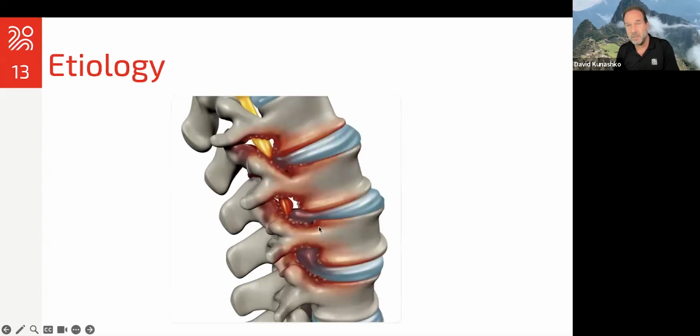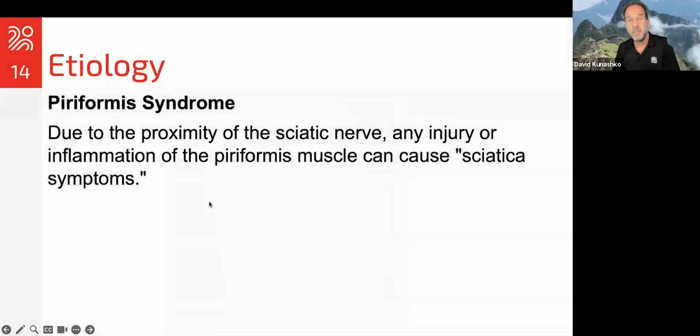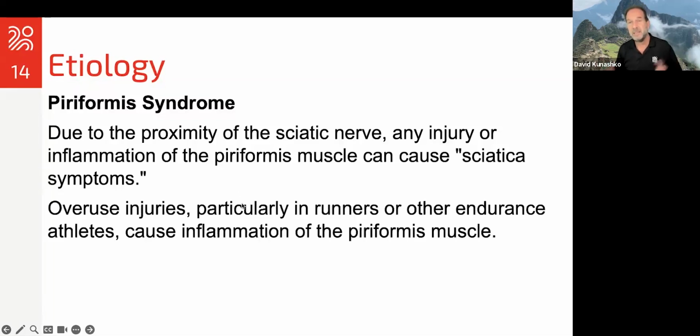Here's an example of the deterioration of the vertebral bodies and facet joints, and that's when you get the narrowing and the stenosing going on. And of course, things like muscle-related issues or inflammation of muscles around the sciatic nerve, like piriformis syndrome. This is a common cause of sciatica-like symptoms.